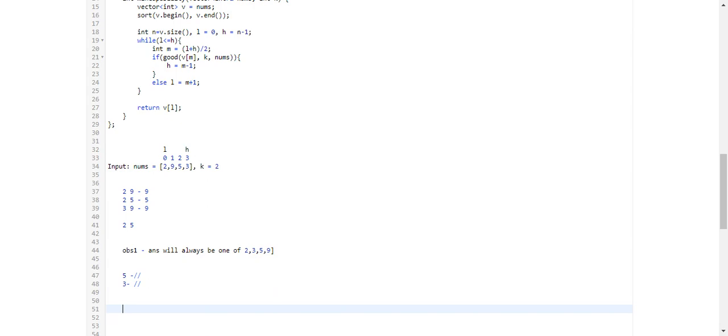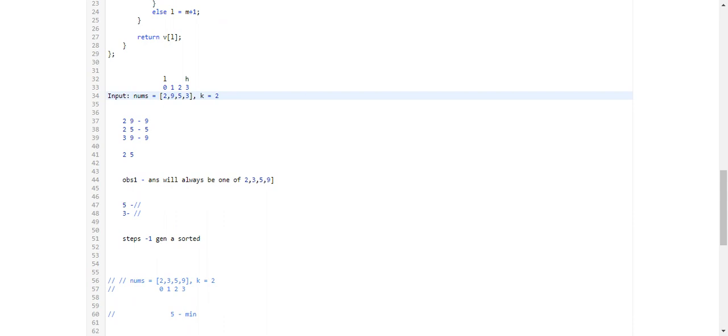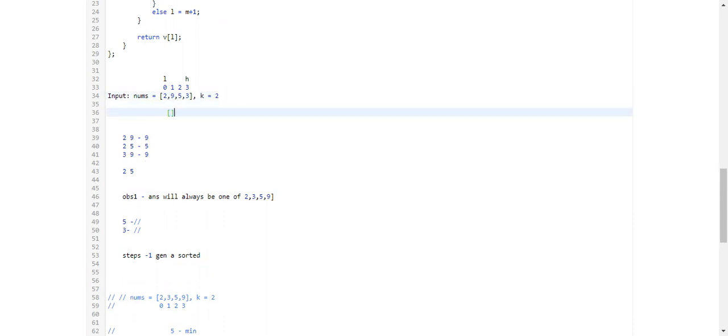So the point would be that, let me write the steps also. First step is to generate a sorted array, because currently the array was sorted, so you did not need the sorted array. But why do you need the sorted array? You need the sorted array to go in order, like 0 to 3, and have this kind of thing in your mind.